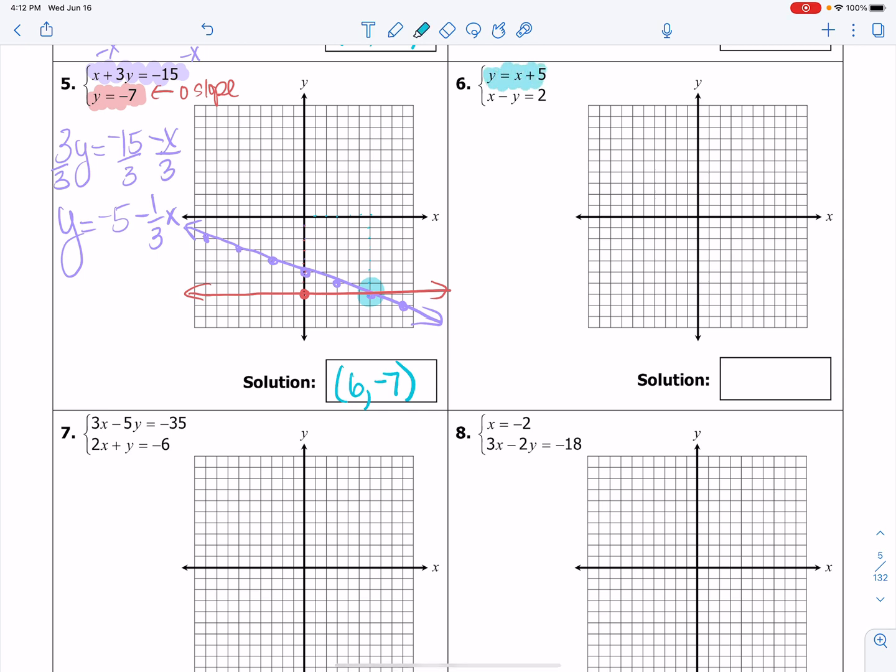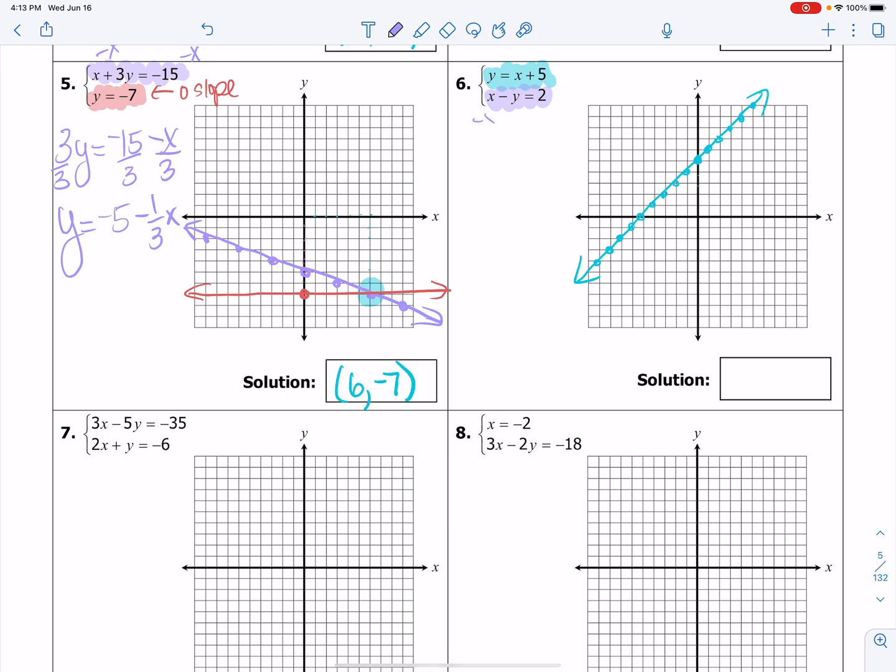So this one is solved for y, so I'm going to go to 5, 1, 2, 3, 4, 5, and I'm going to count up 1 over 1, up 1 over 1, up 1 over 1, up 1 over 1, down 1, back 1. Okay, and the first line that I draw, I put a lot of dots so I can really see where they hit.